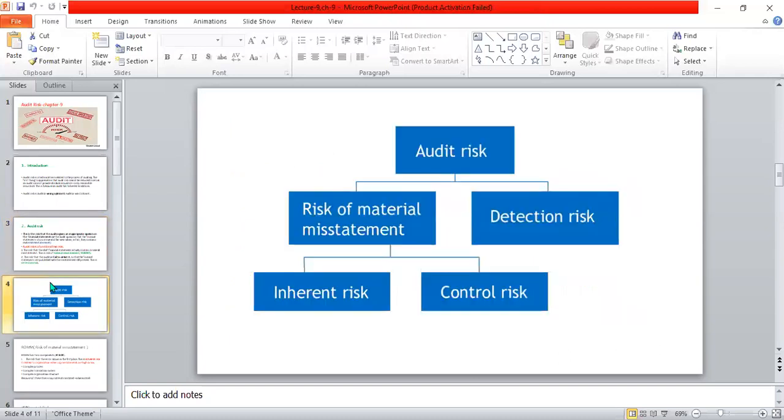We can look at the chart of this audit risk. Simply, in this chart, audit risk is classified into two forms: the risk of material misstatement and the detection risk. Audit risk is the wrong opinion of an auditor because of, you may say, material misstatement. Risk of material misstatement is further categorized into two forms: inherent risk and control risk.